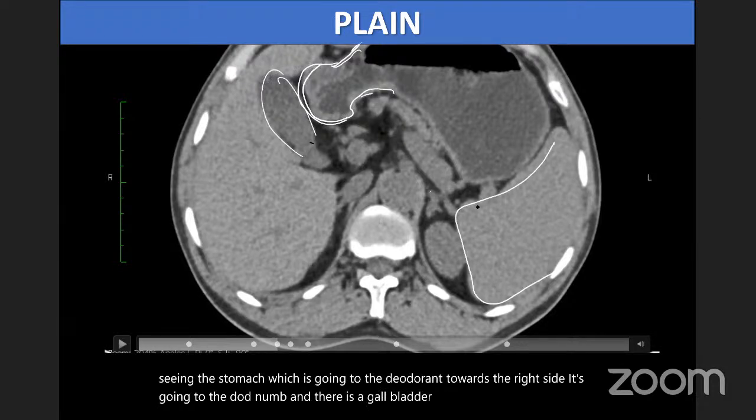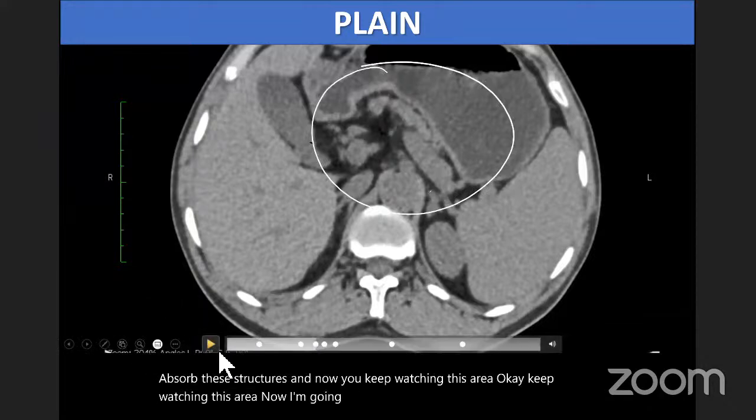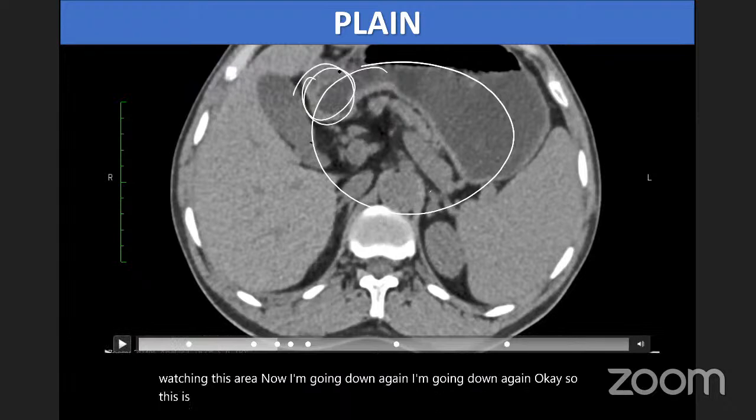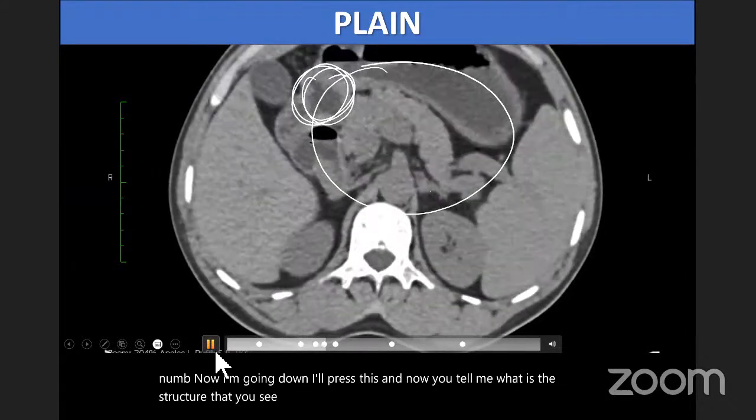Okay, now observe these structures, and now keep watching this area. Now I'm going down again. So this is the first part of the duodenum. Just remember, this is the first part of the duodenum. Now I'm going down, I'll press this, and now you tell me what is the structure that you see there now?